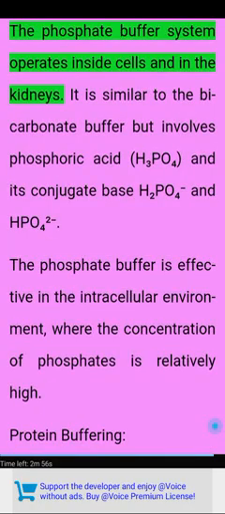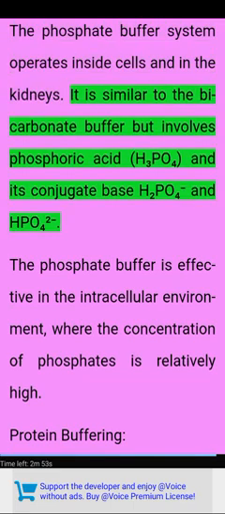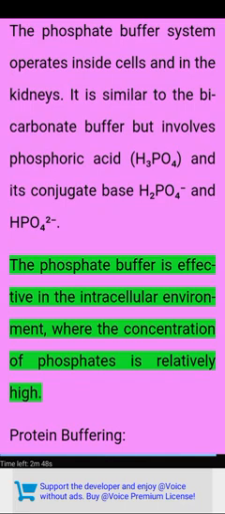Phosphate buffer system. The phosphate buffer system operates inside cells and in the kidneys. It is similar to the bicarbonate buffer but involves phosphoric acid (H3PO4) and its conjugate bases H2PO4- and HPO4 2-. The phosphate buffer is effective in the intracellular environment, where the concentration of phosphates is relatively high.